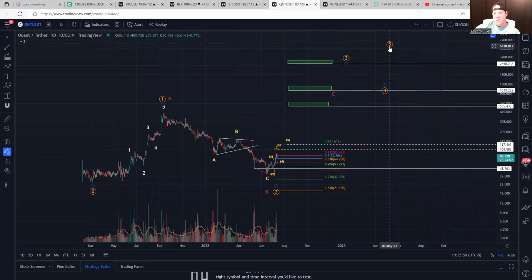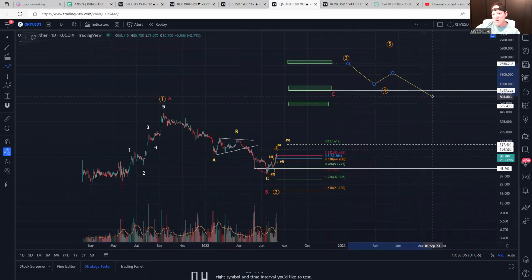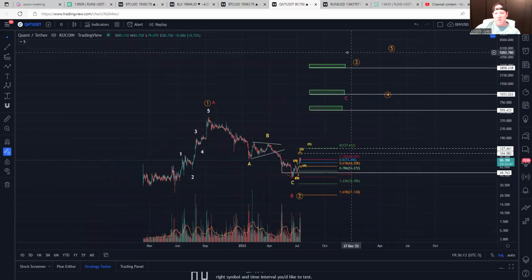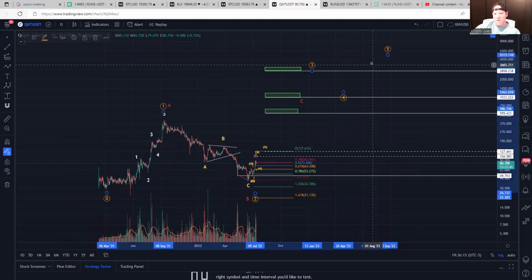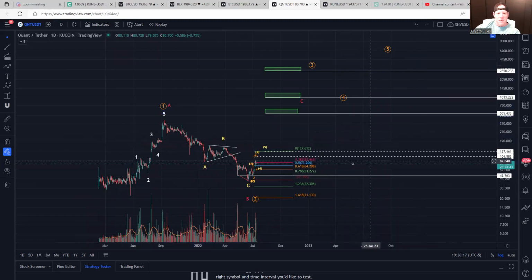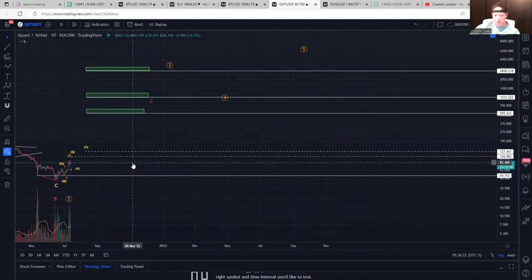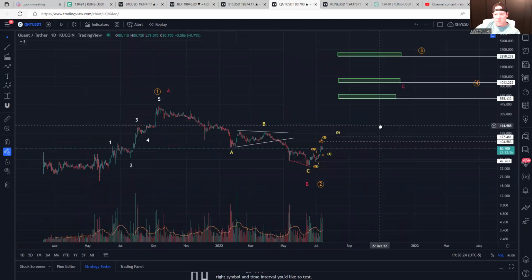And then if we do get this large 3-wave, we would go into probably a fairly significant, long drawn out bear market before we could possibly think about having a potential 5-wave up. So that is my opinion and what I see currently on the macro and on the micro for QNT.